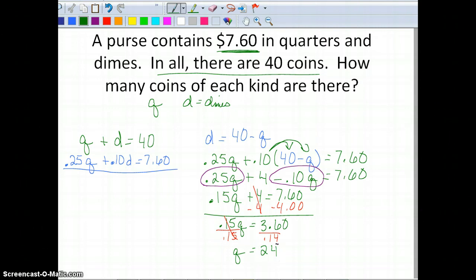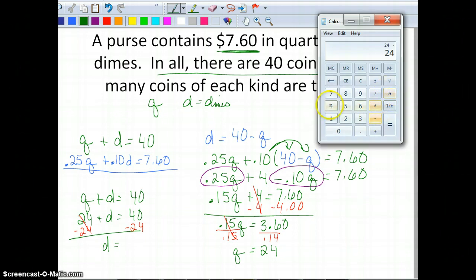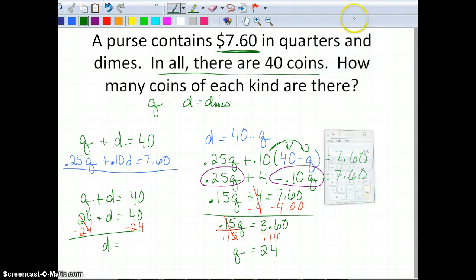Okay, so that means I have 24 quarters. And if I have 24 quarters, how many dimes do I have? So Q plus D is equal to 40. I have 24 quarters, so 24 plus D is equal to 40. Subtract 24. So D is equal to 16. So I have 16 dimes and 24 quarters. And that's it.